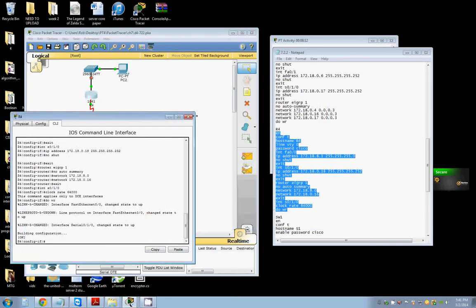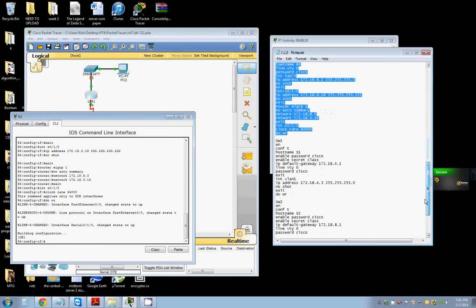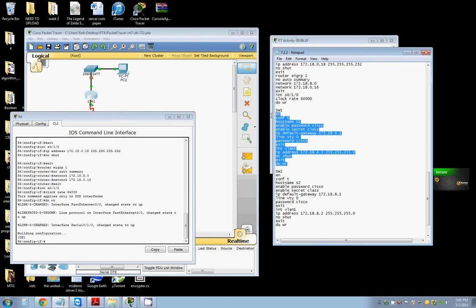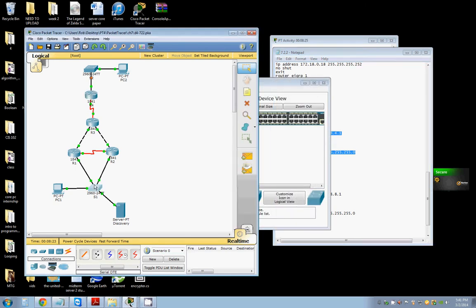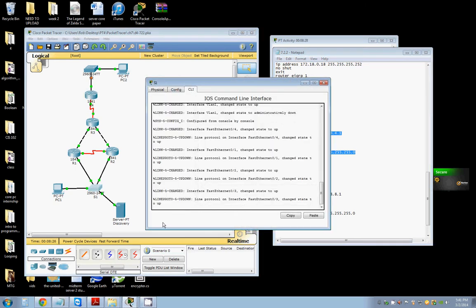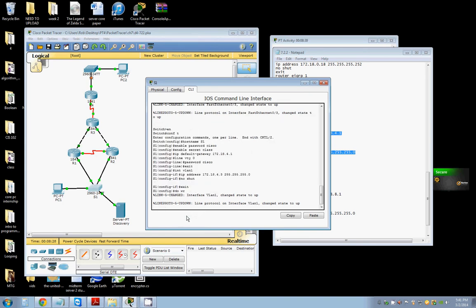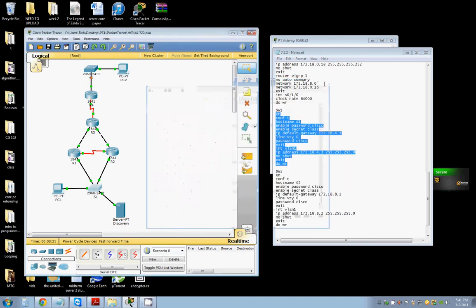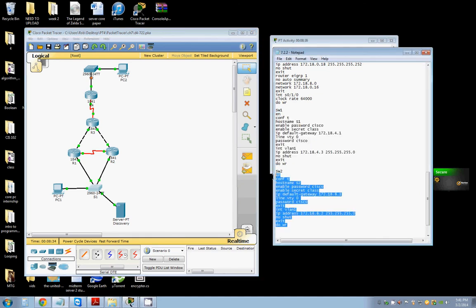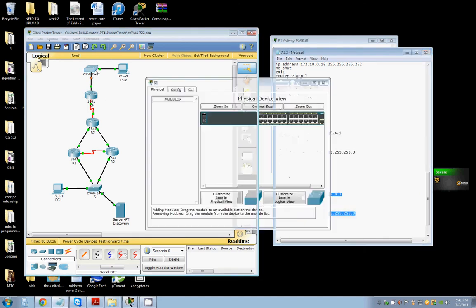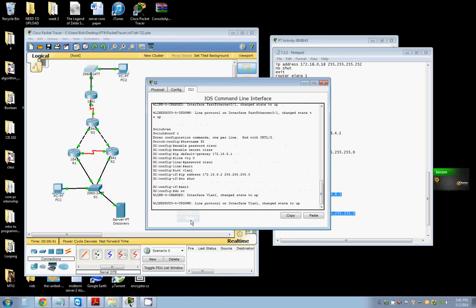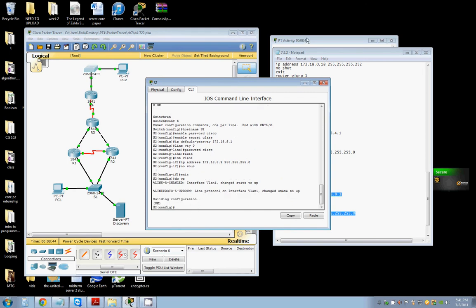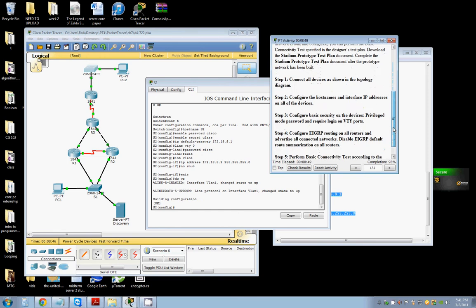And now we need to configure our switches. Switch 1 first. And then switch 2. Alright. So now we should have a complete network.